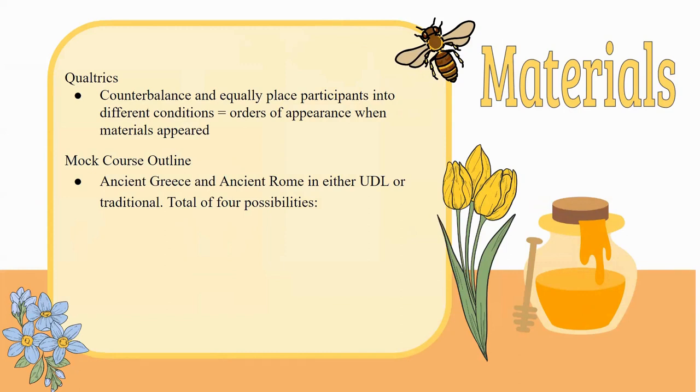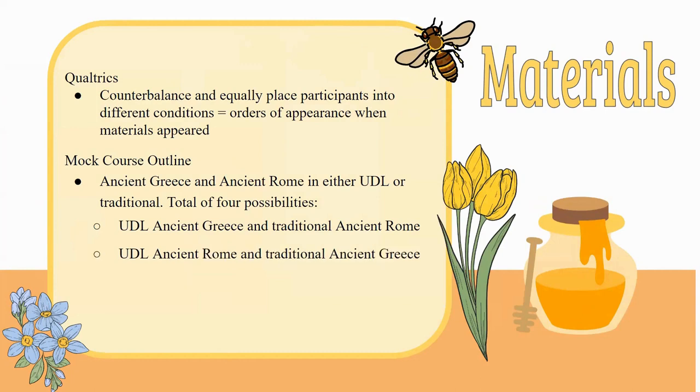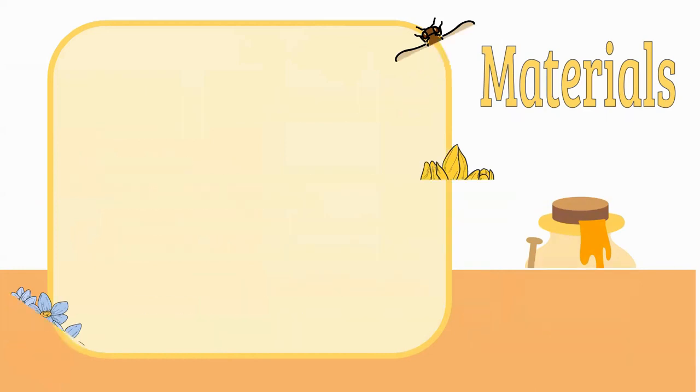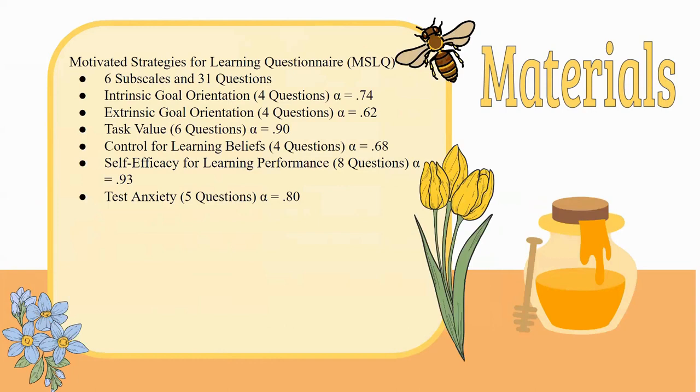Below, there were 4 possible pairings participants saw: UDL ancient Greece and traditional ancient Rome, UDL ancient Rome and traditional ancient Greece, traditional ancient Greece and UDL ancient Rome, and traditional ancient Rome and UDL ancient Greece. The MSLQ has 6 subscales with a Cronbach alpha ranging from 0.62 to 0.39.